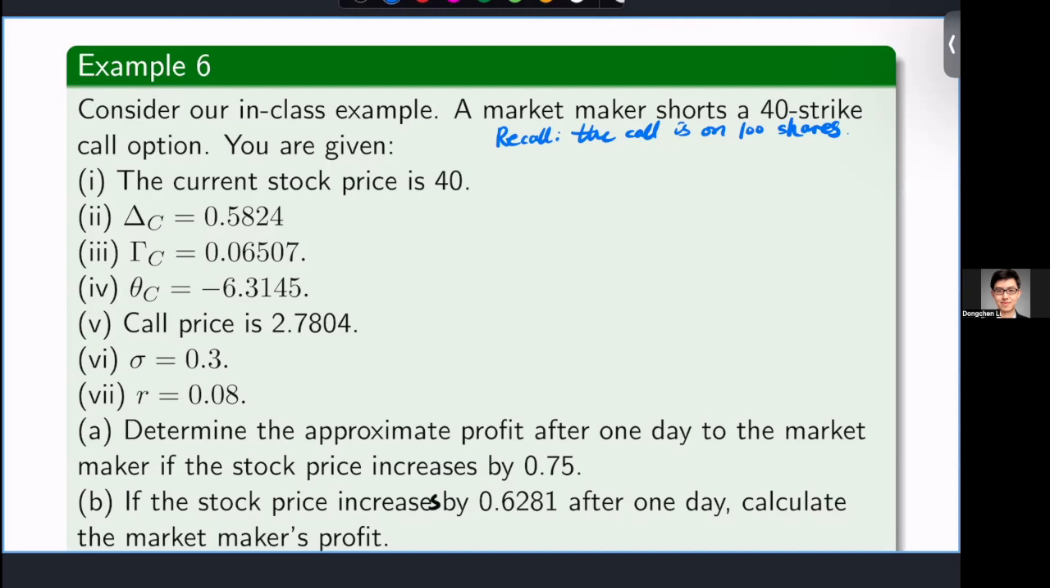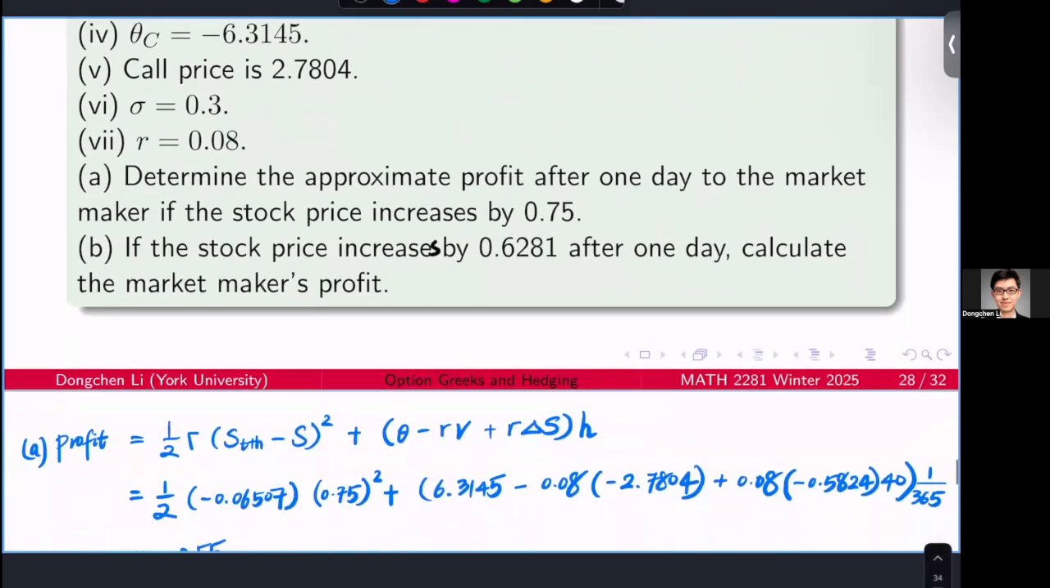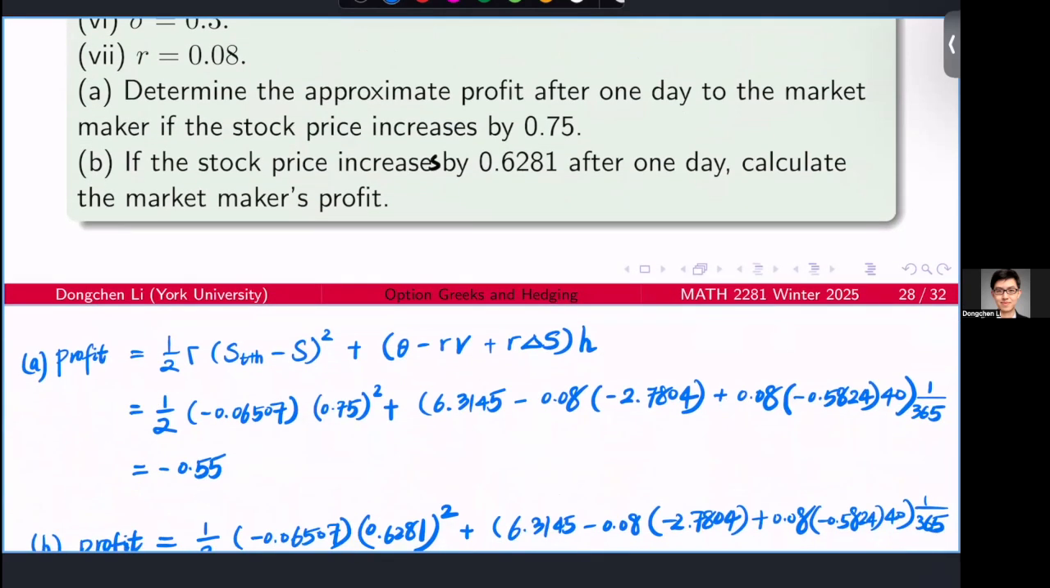In addition, you're given the volatility, which is 0.3, and the risk-free interest rate, which is 8%. In part A, we want to approximate the profit after 1 day when the stock price increases by 0.75. On the screen, I have already done the calculation. What we're going to do is very simple: we record the formula, then plug in the numbers. Here we are missing a multiplication of 100.